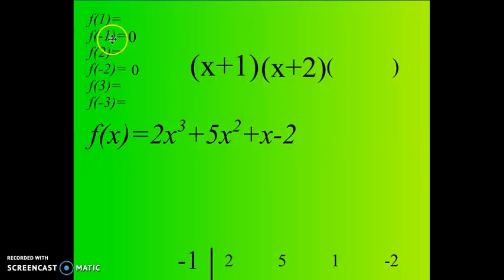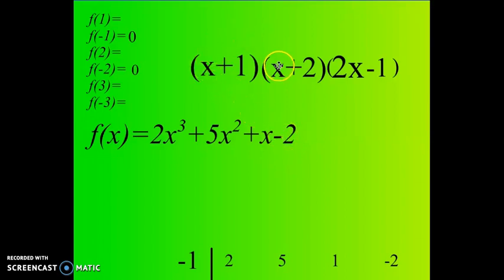Now the calculator has given me x plus 1 is a factor and x plus 2 is a factor. Now I only need the last factor. Now, what do I have to multiply with x squared to give me 2x cubed? I will need another 2x. What do I have to multiply with positive 2 to give me negative 2? I will need a minus 1.